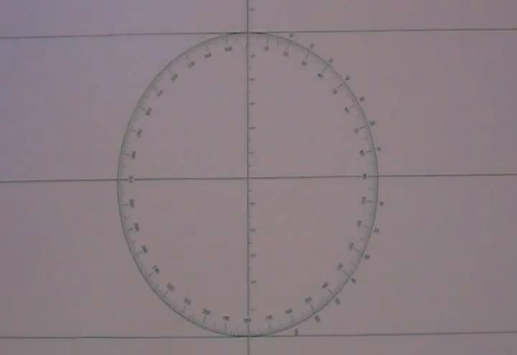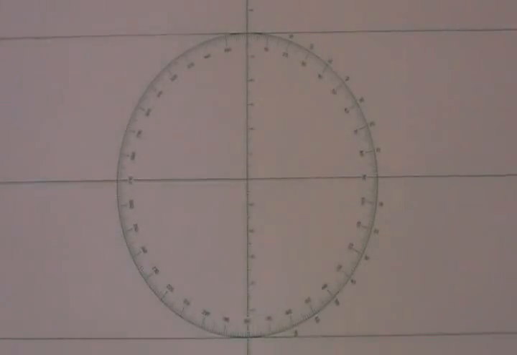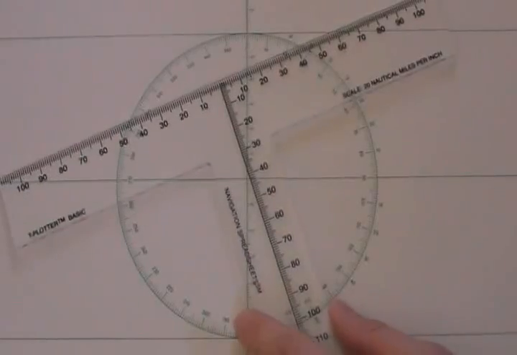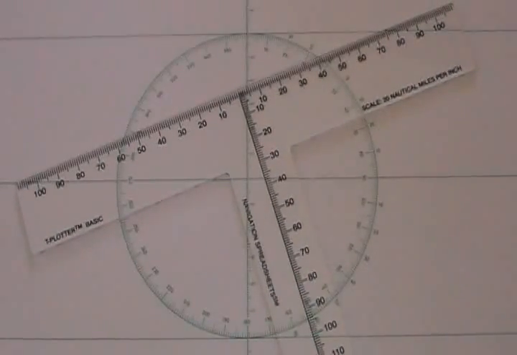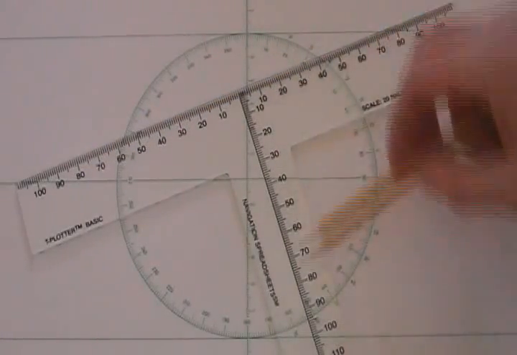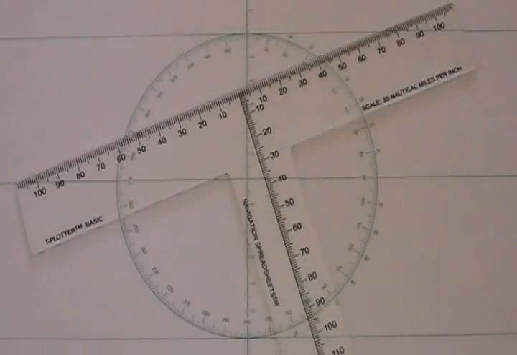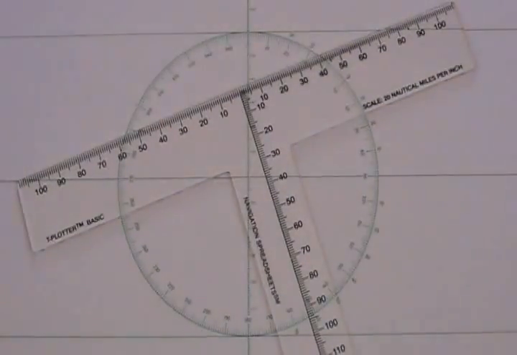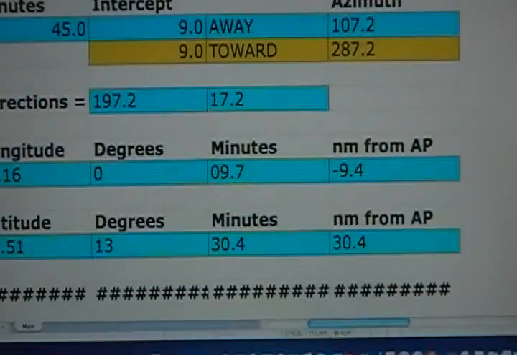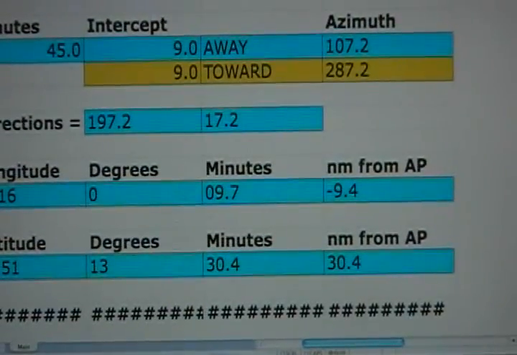In this video, I demonstrate how you can plot a celestial line of position, or LOP, on a plotting sheet using this device, the T-plotter. The T-plotter consists of two mutually perpendicular arms, the plotting arm along which you will be plotting your LOP, and the azimuth arm along which you will mark the intercept distance. I will demonstrate this with an LOP characterized by an intercept distance of 9 miles away from azimuth 107.